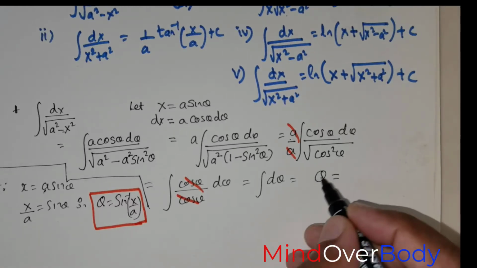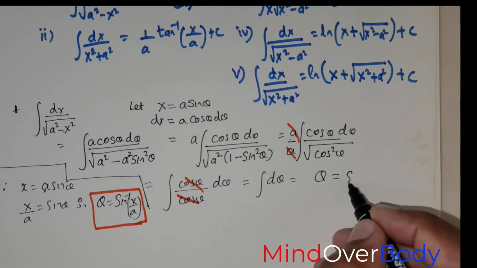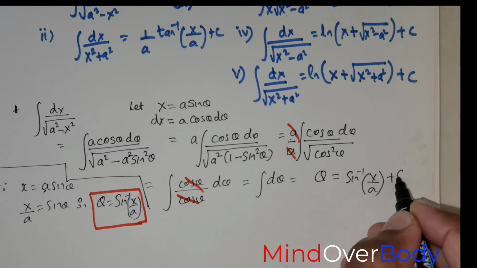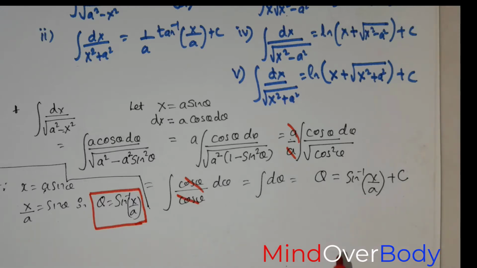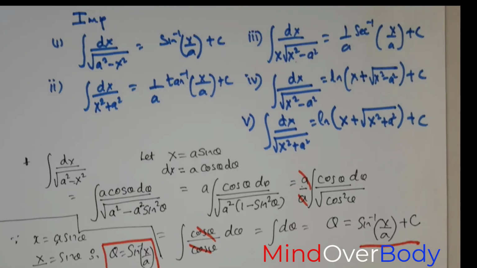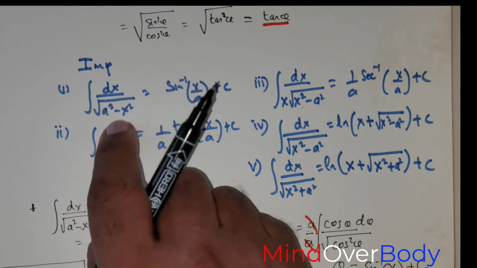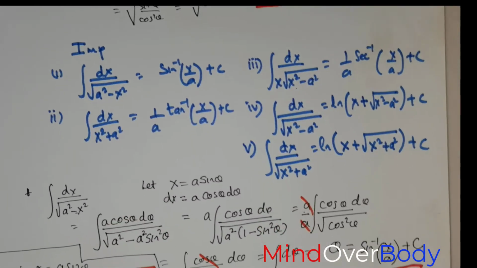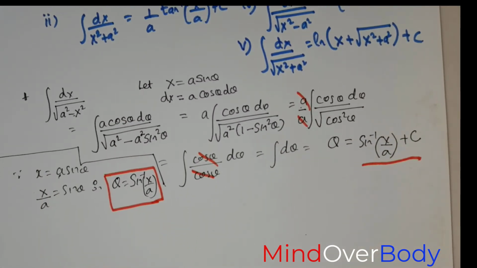So if I were to replace for theta, this is going to be sine inverse of x over a positive c. So this is a good place for us to draw the line, and that is exactly what we've got in the formula. Integral of dx over root of a squared negative x squared is equal to sine inverse of x over a plus arbitrary constant c.